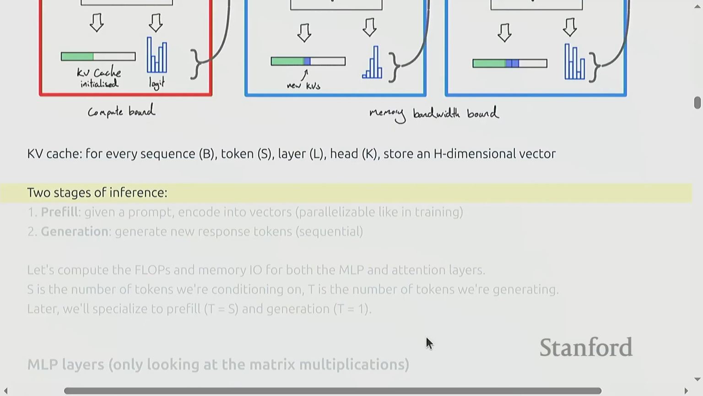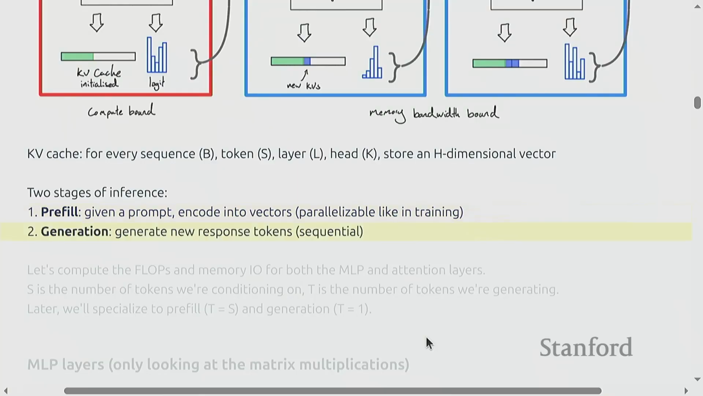Okay, so there's two stages of inference. Prefill is you're given your prompt, encoded in a vector. This is just like what you do in training. It's parallelizable, it's fast, you're compute limited, life is good. And then you're doing generation, which is you're generating response tokens one by one sequentially. And this is the part that's going to give us a lot of trouble in terms of efficiency.